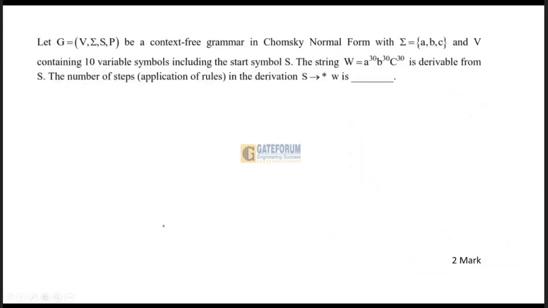The following question was asked from Theory of Computation and the topic is CFG, context free grammar. It was asked for 2 marks and the question is as follows. Let G equal (V, Sigma, S, P) be a context free grammar in Chomsky normal form, that is CNF, where Sigma contains a, b and c, these 3 terminals, and V contains 10 variables, right?